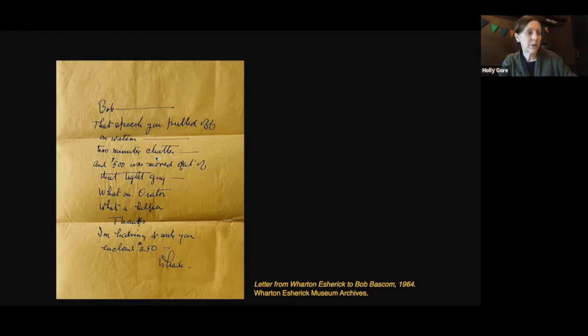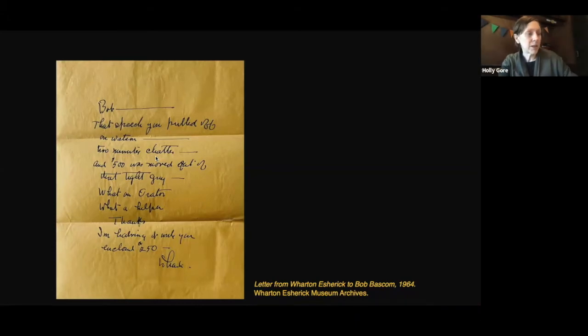And the person who was going to help him resolve the impasse with Watson was Bob Bascom. And this was his son-in-law, who I mentioned earlier, who with his wife, Ruth, would buy Wharton Esherick's property, assuming the mortgage and debt. So Bob was himself an architect and had a lot of project management experience. So he would have been really well positioned to broker a resolution, which he did.